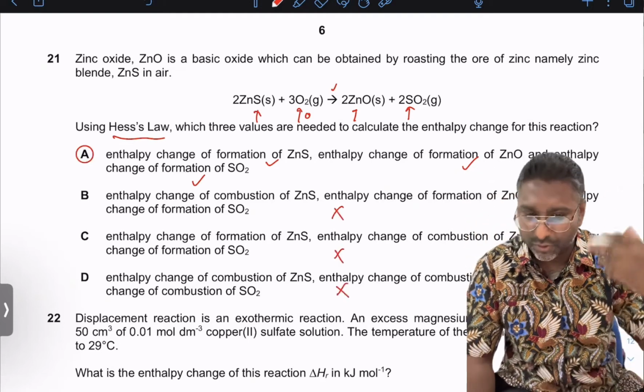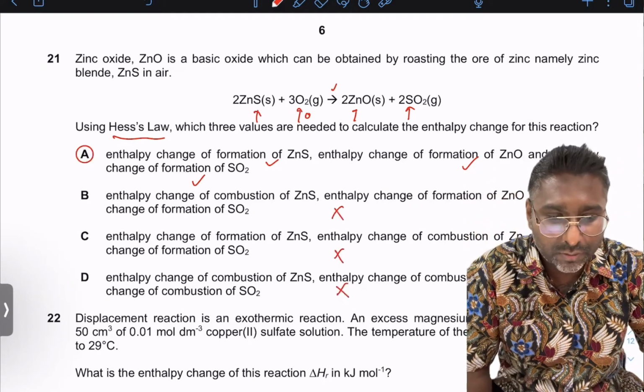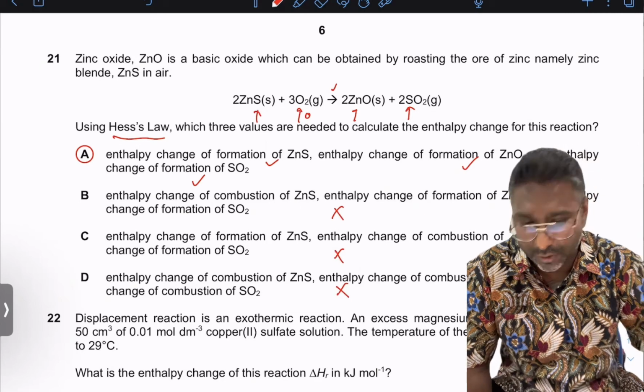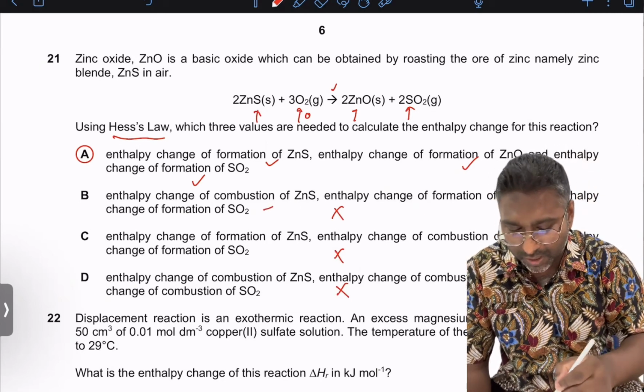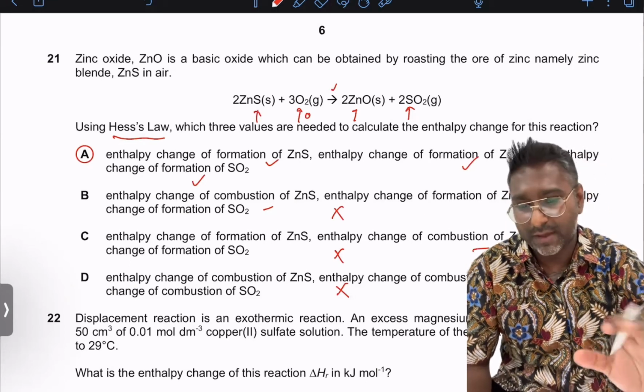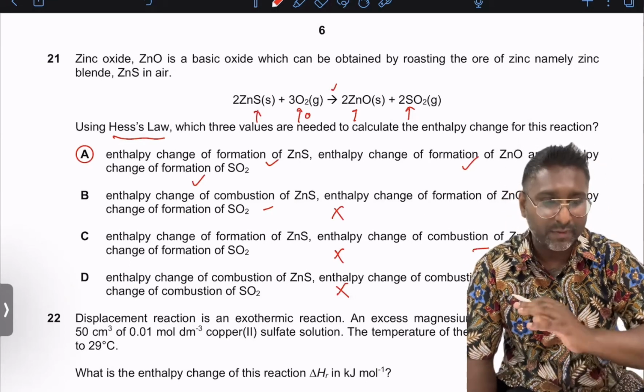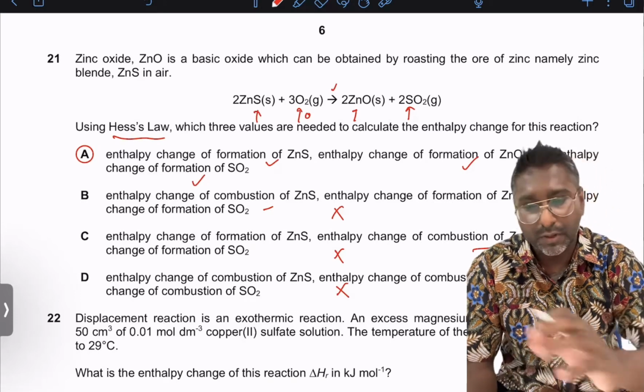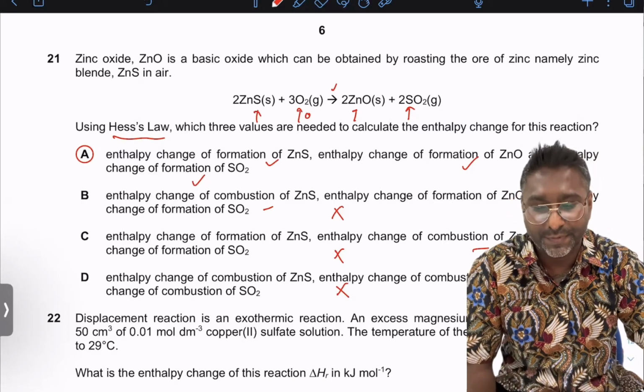You are not going to be certain whether you are going to be able to calculate or not. No need to think so much. Combustion, don't worry so much. As long as you have all these formation values, I'm certain I can calculate. So just use this A as an option, yeah.